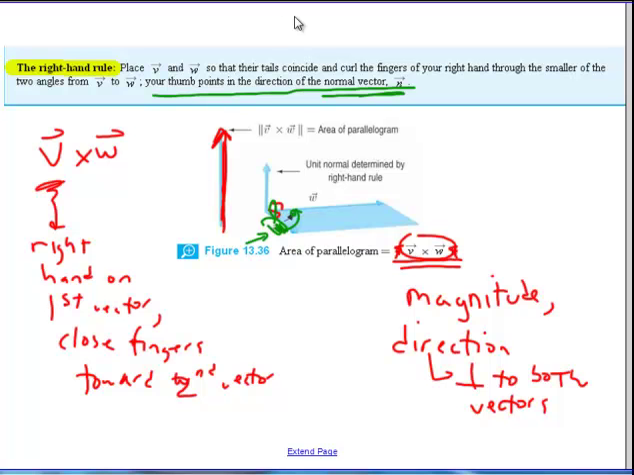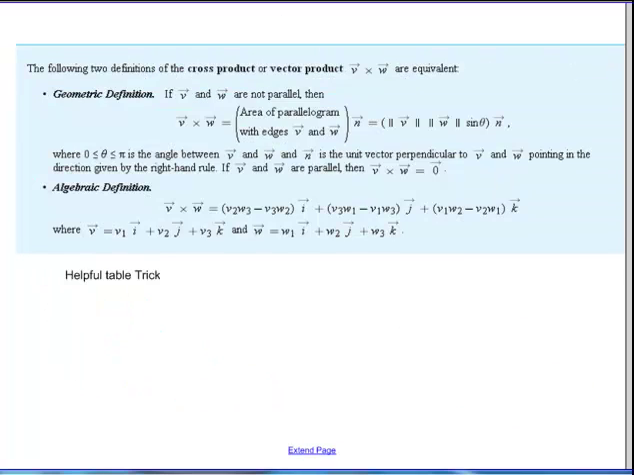Okay, so the key idea is that when we cross two vectors, the resultant is a magnitude, the magnitude of V times the magnitude of W times sine theta, times some normal vector to both of them. Okay, well, that's the geometric definition we have here. But the question is, how do you find n?